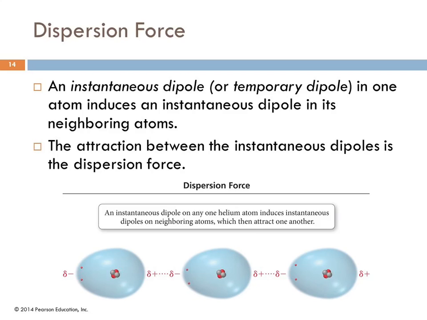So we've got this instantaneous dipole. It comes and it goes. How long did the kids stay on the couch? Probably about 30 seconds, right? And that was it. Probably never ever happen again.